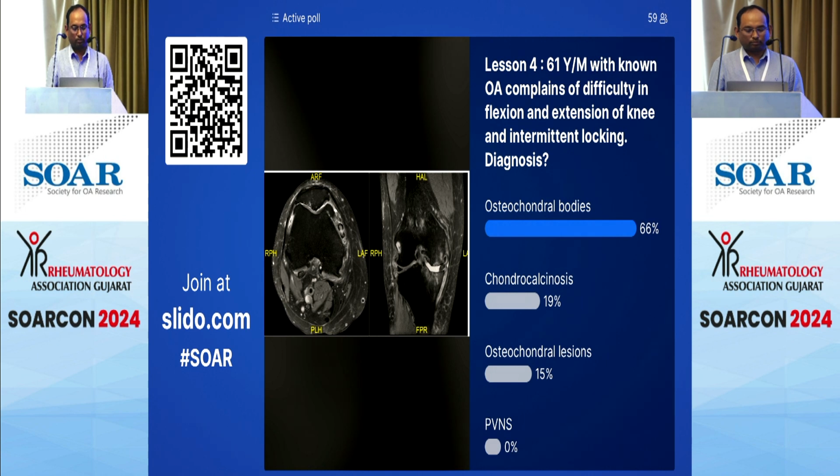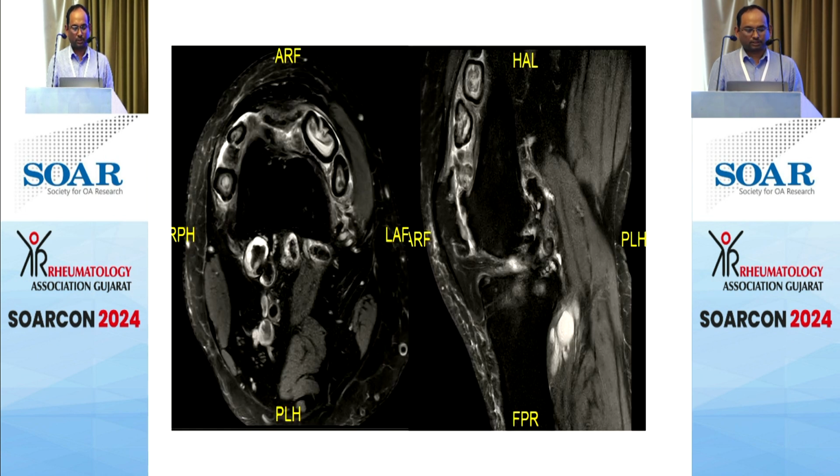But the actual picture of this patient is this. A very nice looking picture, but definitely not a nice joint for the patient. There are necklace-like osteochondral bodies seen in the patellofemoral joint, and the whole joint is full of osteochondral bodies. So these osteochondral bodies are basically causing the locking of the knee.